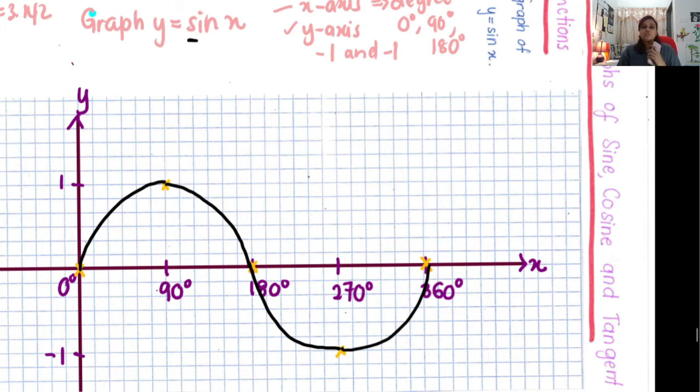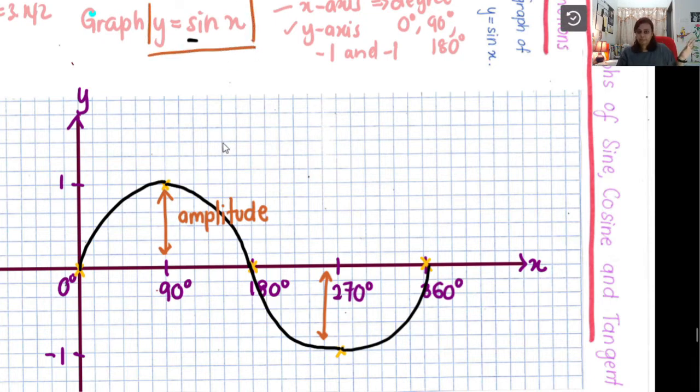Okay, so there are a few things you need to know here. Number one, can you see from here to here there is a height? The height here is called the amplitude. Please take this as your note. Amplitude means the height. Sometimes the height can go up to 2, 3, but that will depend on the equation. Right now, we are drawing y equals sine x, so the height is always 1.